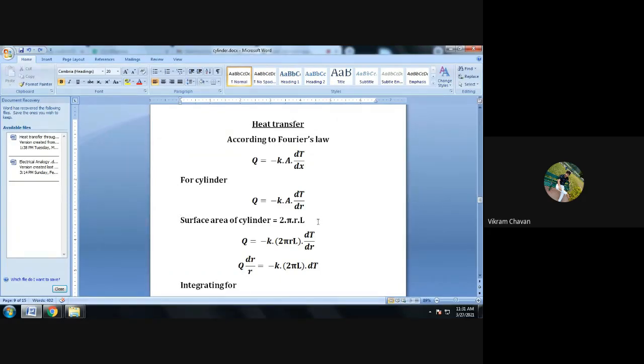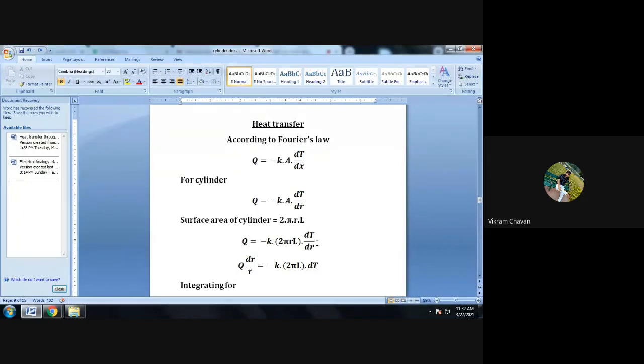Now we have to put this area in our Fourier equation. So we will get the equation as Q is equal to minus K multiplied by 2 pi r l multiplied by dT divided by dr. Everyone with me? So Q is equal to minus K multiplied by 2 pi r l multiplied by dT divided by dr.